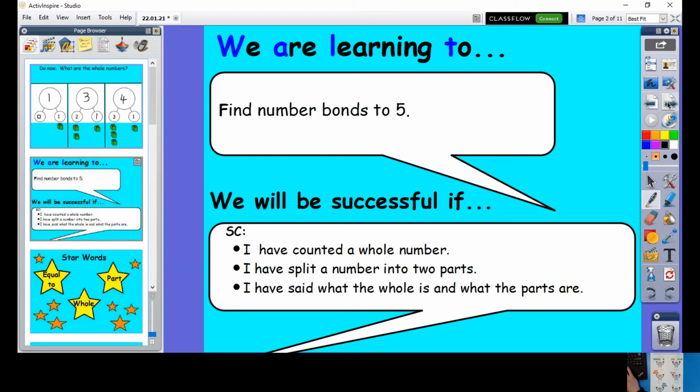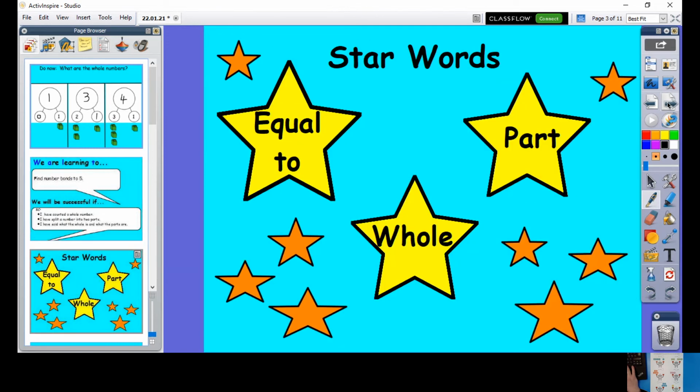Today we are learning to find number bonds to 5. You will be successful if you can count a whole number, you can split a number into 2 parts, and you can say what is the whole and what are the parts. Our star words this week are equal to, part, whole.